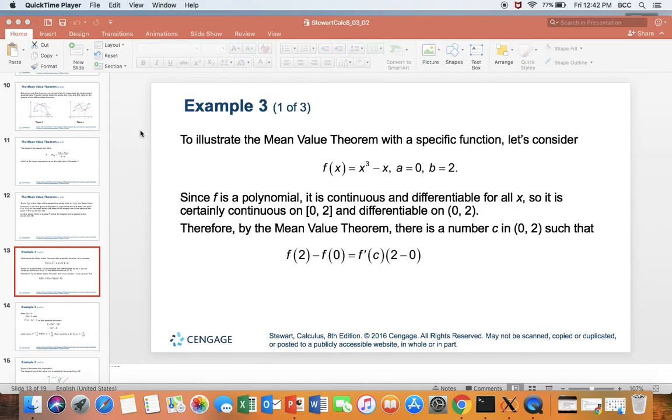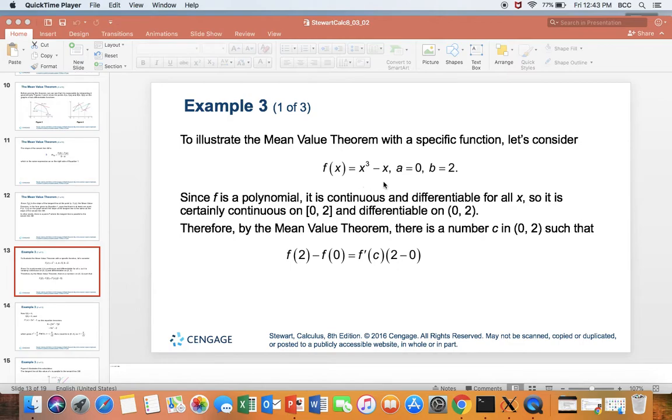Come back. So we want to illustrate the mean value theorem with an example. So let's consider f(x) equals x cubed minus x. Let us have a and b to be 0 and 2 respectively. Since f is a polynomial, it is continuous. It is also differentiable because you can take the derivative.